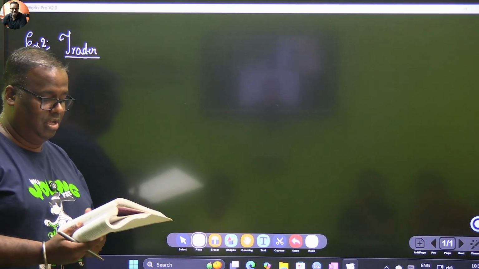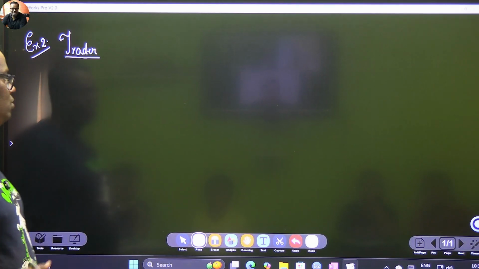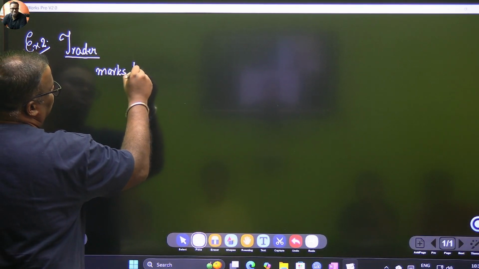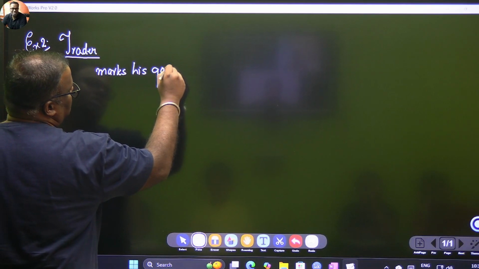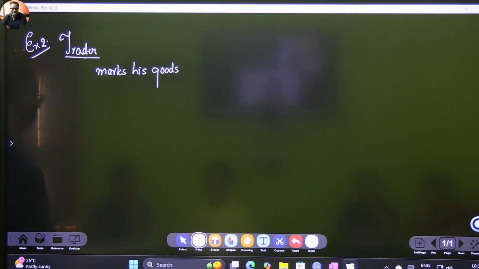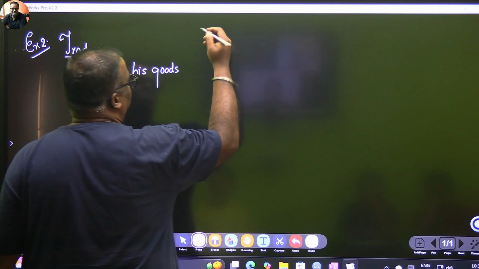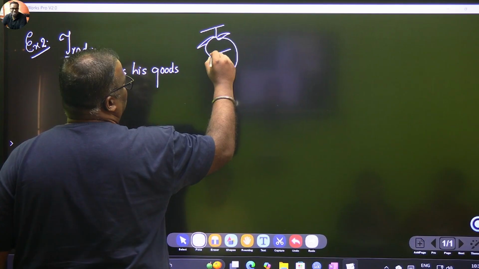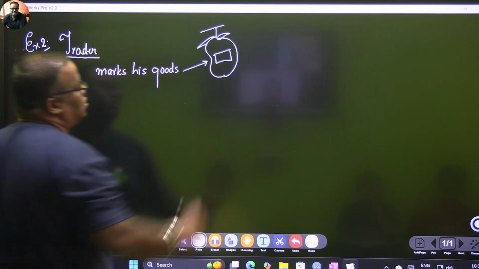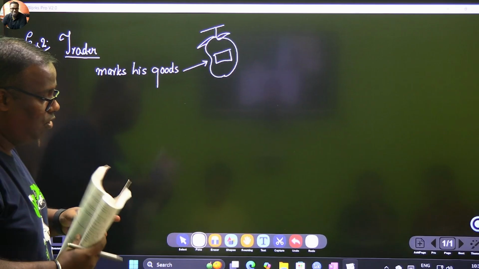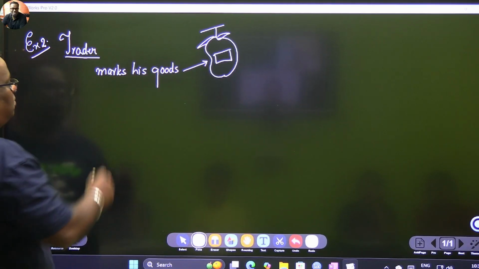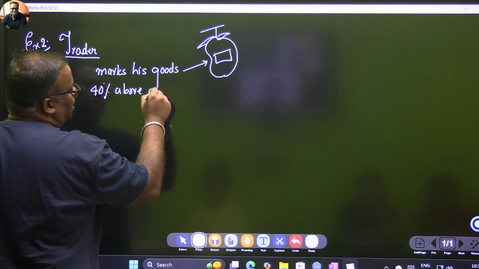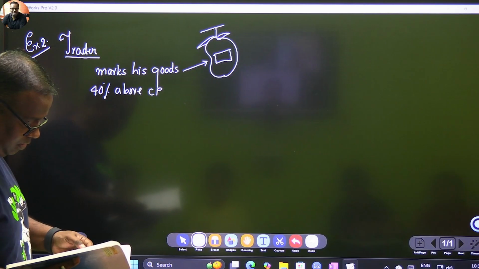So there's a trader. A trader marks his goods. Okay, so this is written that this trader marks his goods. Marks his goods means he's in a way putting a sticker on those goods. Let's say there is a good, a mango. All the trader will do is put a sticker. Marks his goods means he puts a sticker, and he puts this sticker 40% above the cost price. Okay, this is how the question goes, 40% above the cost price.